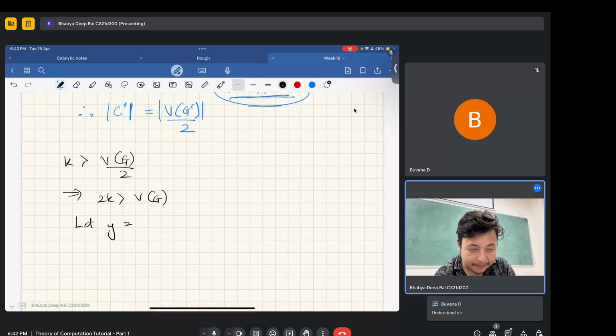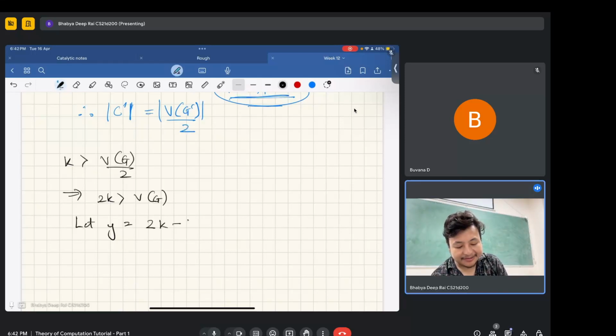So let this gap be 2k minus V of G. Now what does this mean? This means that the clique is very large, right? The clique is very large. I want to transform it again so that it becomes exactly half.